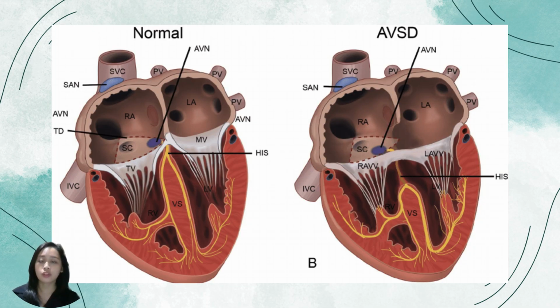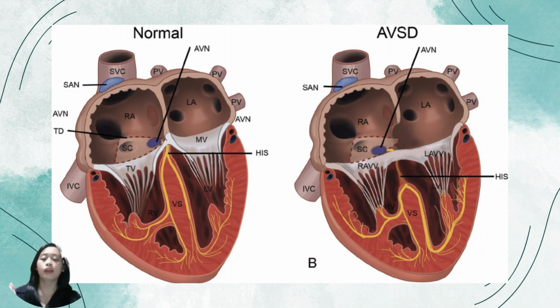The extra genetic material from Down syndrome disrupts normal development and is associated with physical, cognitive, and medical challenges, including congenital heart defects. Up to 50% of individuals with Down syndrome are born with congenital heart defects, the most common being atrioventricular septal defects (AVSD).